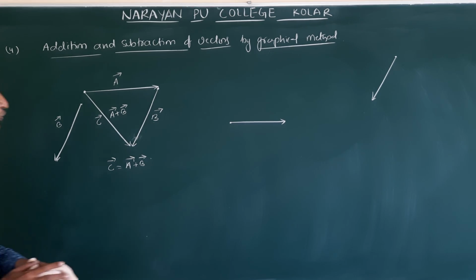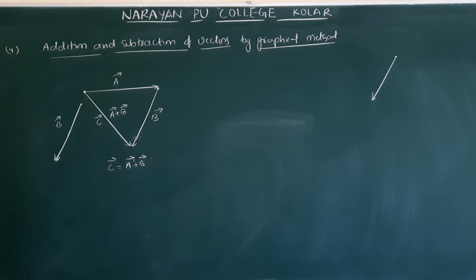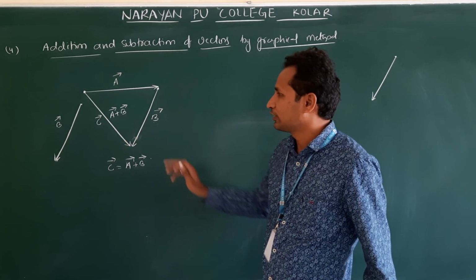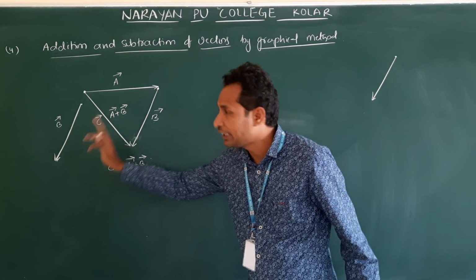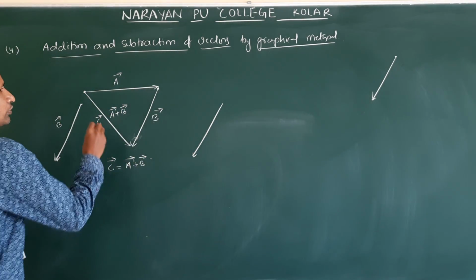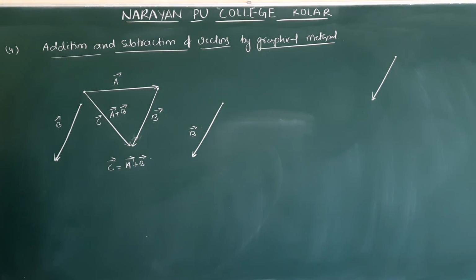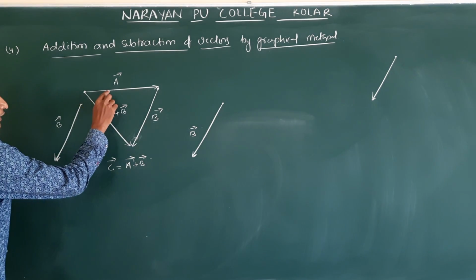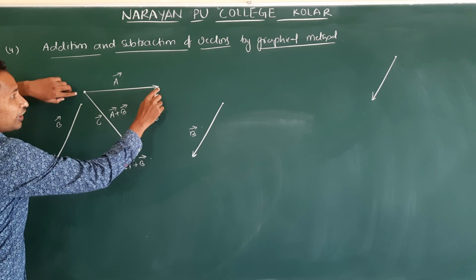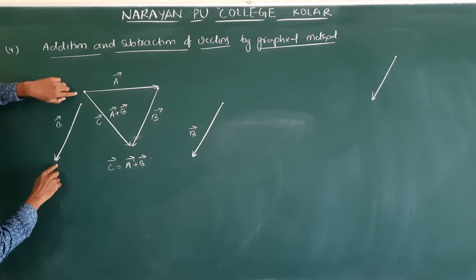So you may have a doubt. Sir, why do you shift B? Why not A? That's our interest, our convenience. First case I shifted B. What will happen if I shift A? See, B as it is. Now this is the tail of B, head of B. Now I am shifting A. In the first case, the tail of B was touching the head of A. Now the tail of A is touching the head of B.